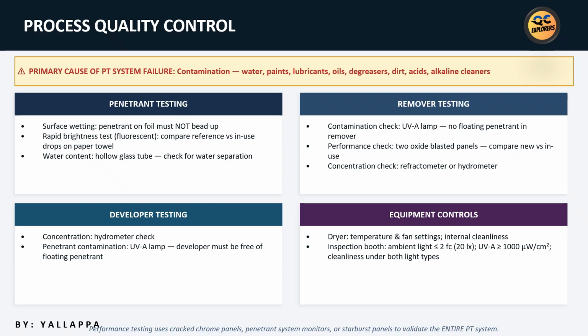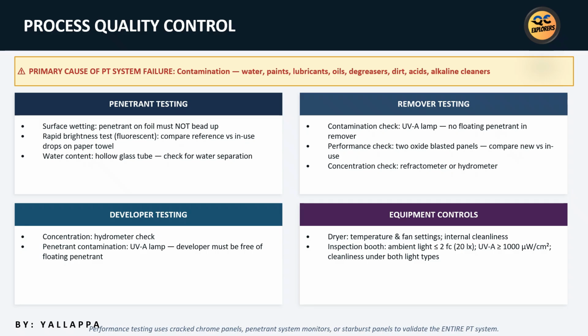Now we arrive at one of the highest scoring Level 3 topics: process quality control. Please pay very close attention here. The primary cause of PT system failure is contamination. This is extremely important. Water, oil, paint, cleaners, dust, or chemical contamination can seriously affect penetrant performance.